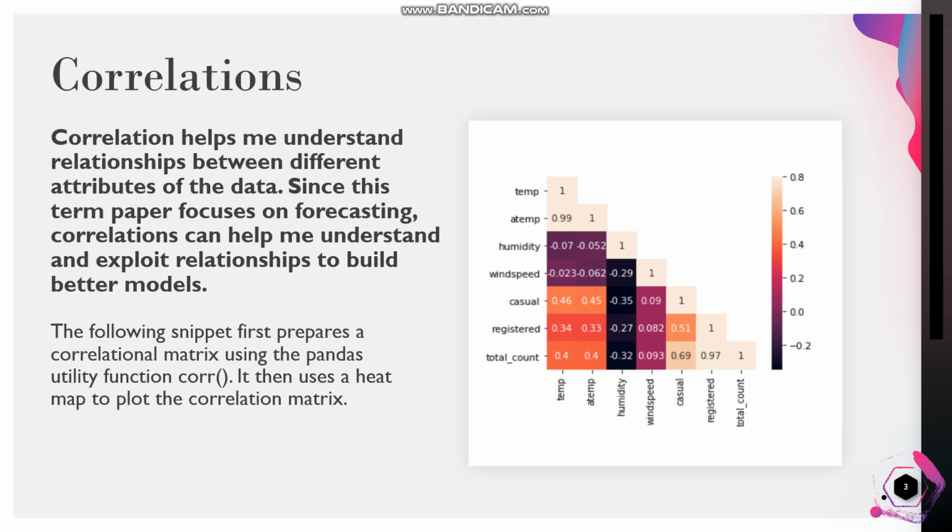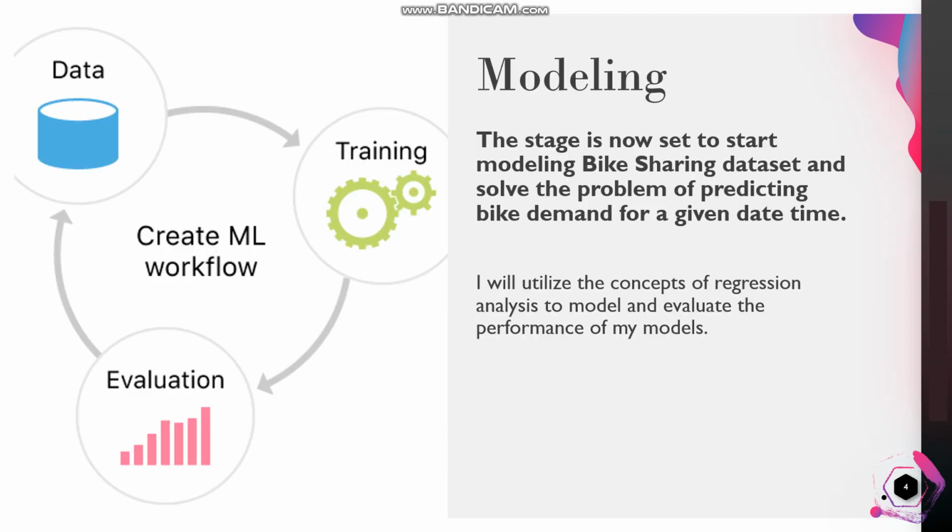As we can see, the two count variables registered and casual show obvious strong correlations to total count. Similarly, temp and atemp show high correlation. Wind speed and humidity have slight negative correlation. Overall, none of the attributes show high correlation statistics. And now we will talk about modeling. It is the most important part in my term paper.